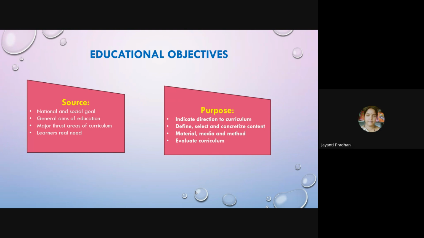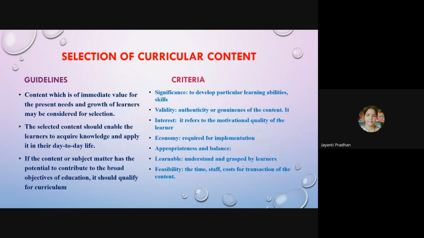So next we'll proceed to selection of curricular content. So what content? How are we going to select the content? We have assessed the learners. Then we formulated the educational objective. Now we are going to select the content. Then what are the guidelines for selecting the content?